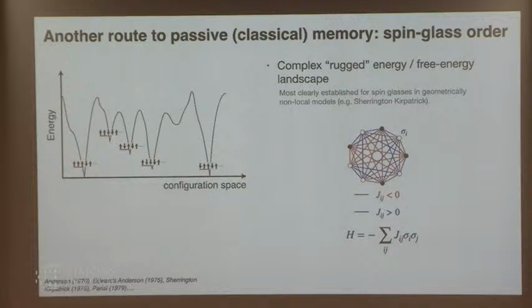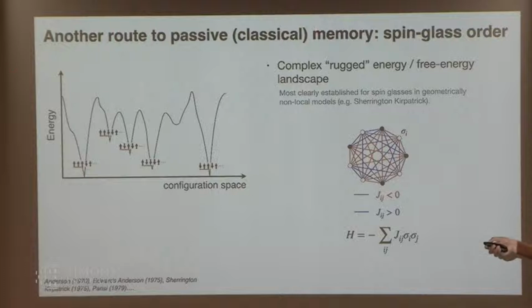If someone says the word spin glass, the first image that might come to your mind is some kind of complex, rugged energy or free energy landscape with many hills and valleys, and with different configurations associated with these different valleys. Okay? Now, actually deriving a landscape like this is a notoriously hard problem, even for very, very well-studied spin glasses.